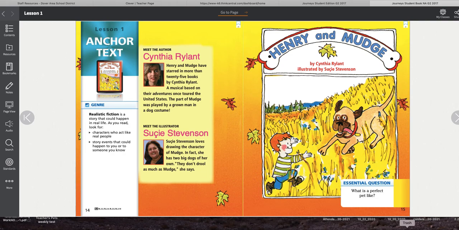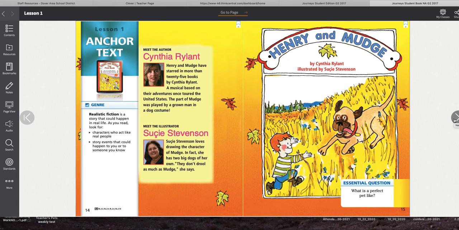So I'm just going to read through the story. You can just follow along. And that way the story is in your brain so you're ready to go for the comprehension part of the test. Henry and Mudge is written by Cynthia Rylant and it's illustrated by Suçie Stevenson.